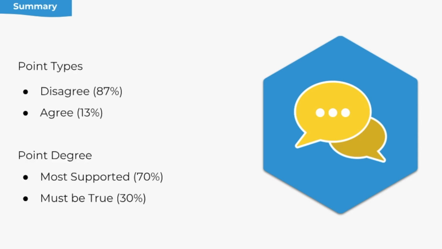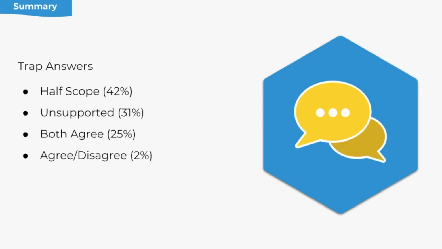The point types, remember 87% are asking for what they disagree with each other about. 13% are asking what they agree with each other about. The degree issue, 70% are asking for what is most supported by the statements, while 30% is asking for what must be the case based off of the statements. The trap answers you want to be looking out for are half scope, unsupported, something that they would both agree with or that one person would agree with while the other person would disagree with. And again, that's only a trap when you're working on agree questions.